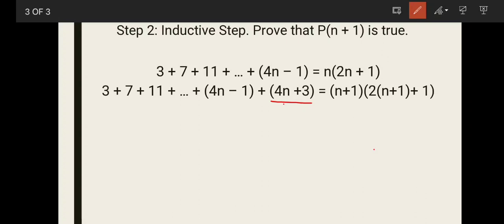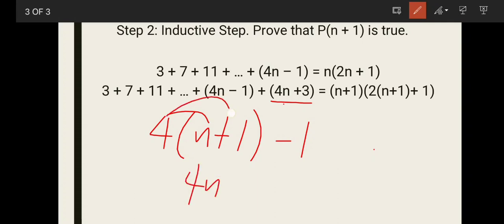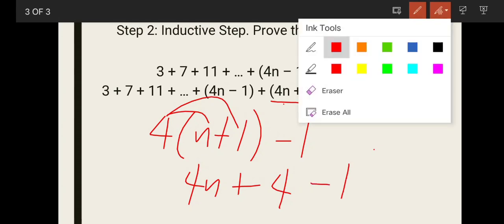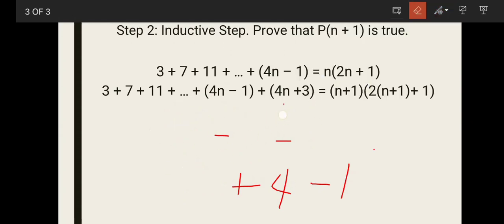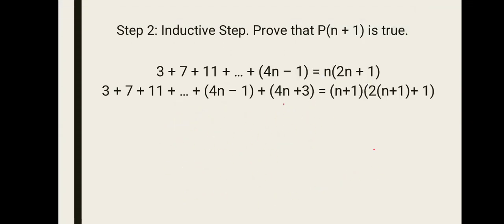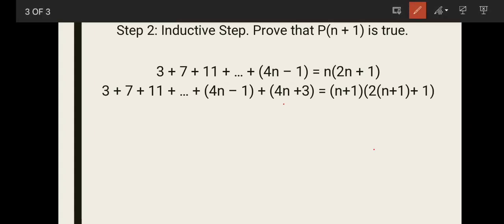So here we have the variable n, and then we substituted it with the value of n plus 1. So 4 times n plus 1 minus 1. So 4 times n is equal to 4n, and then 4 times 1 is equal to 4, minus 1. So 4n plus 4 minus 1 is equal to 4n plus 3. Here in the right side of the equation, you can see that we also substituted the variable n with the value of n plus 1 like this.